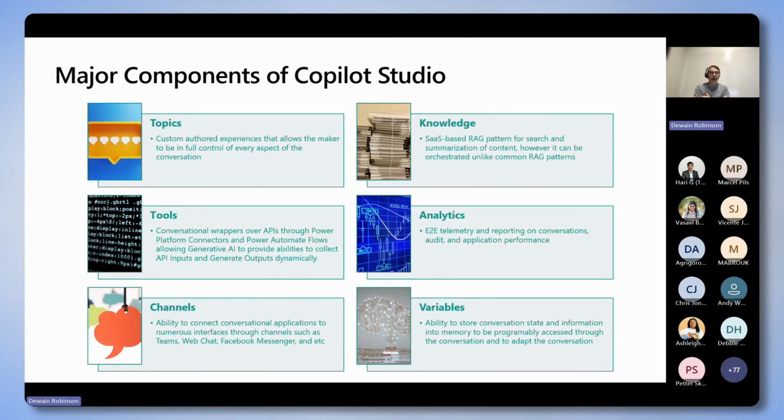Now, I said RAG pattern. What I mean by that, RAG stands for Retrieval Augmented Generation, which is basically ChatGPT over your data. And so what you'll find is that Microsoft offers a built-in SaaS-based RAG pattern inside of Copilot Studio that we call Knowledge. And we'll talk more about each of these, and we'll see them all shortly.